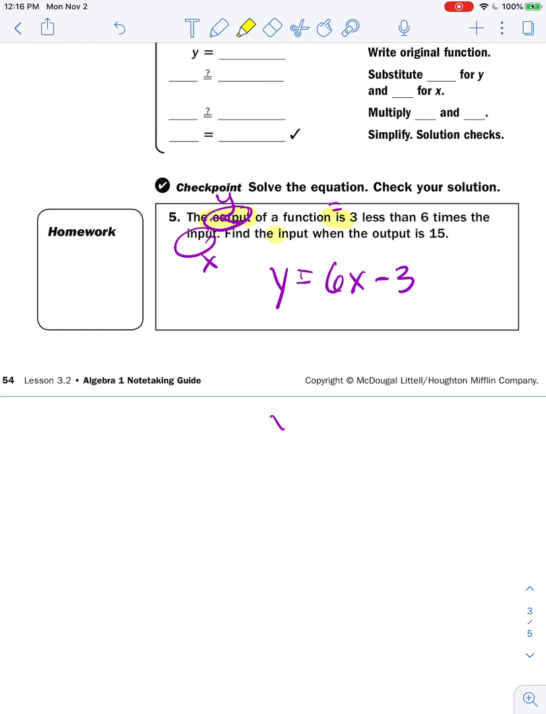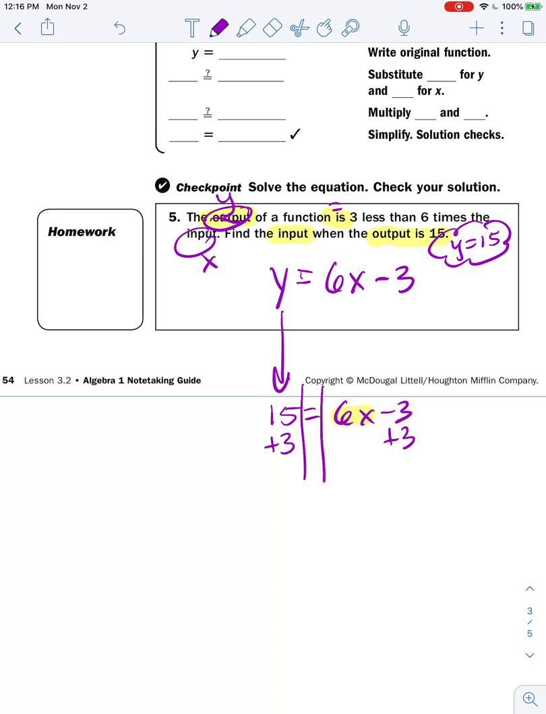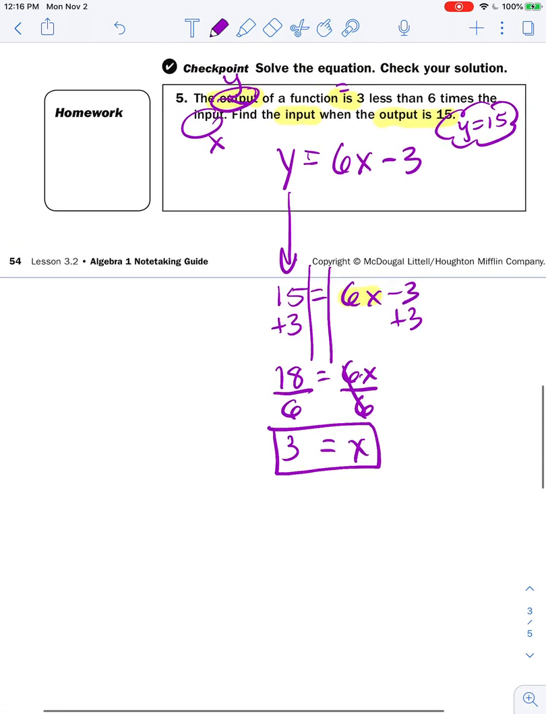And then it says, find the input, which is x, when the output is 15. So they're telling you y is 15. So I'm going to start my problem by putting a 15 where the y was. Then I'm going to go ahead and solve. These two are connected through multiplication, so they'll separate last. I add 3 to both sides. 18 equals 6 times x. Since they're multiplied together, I separate them with division, and x equals 3.